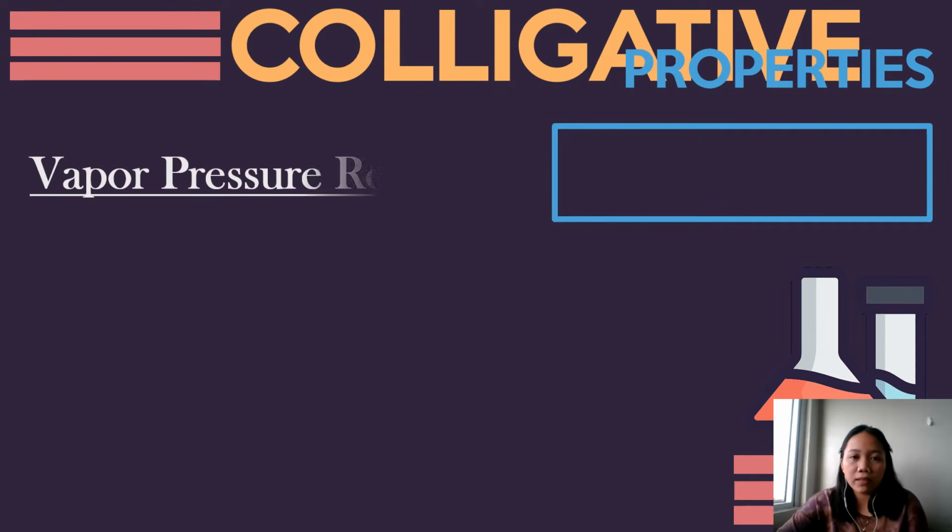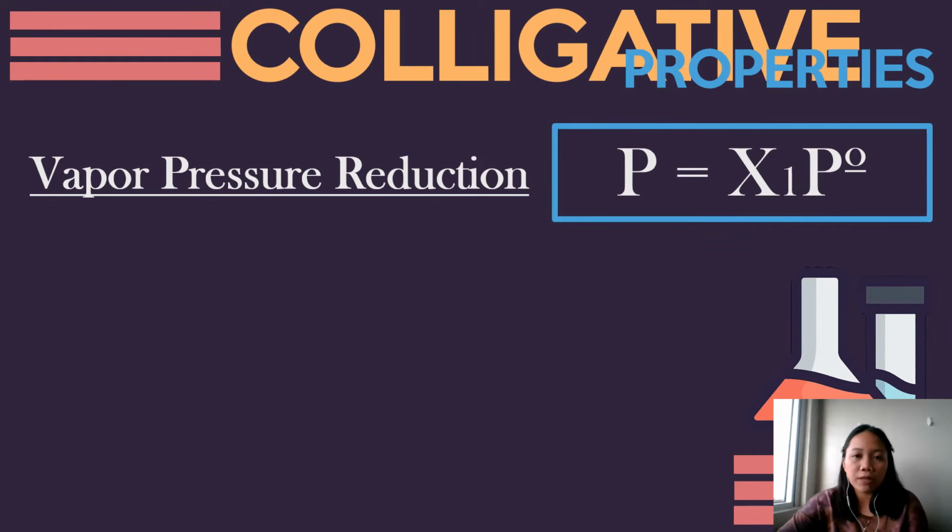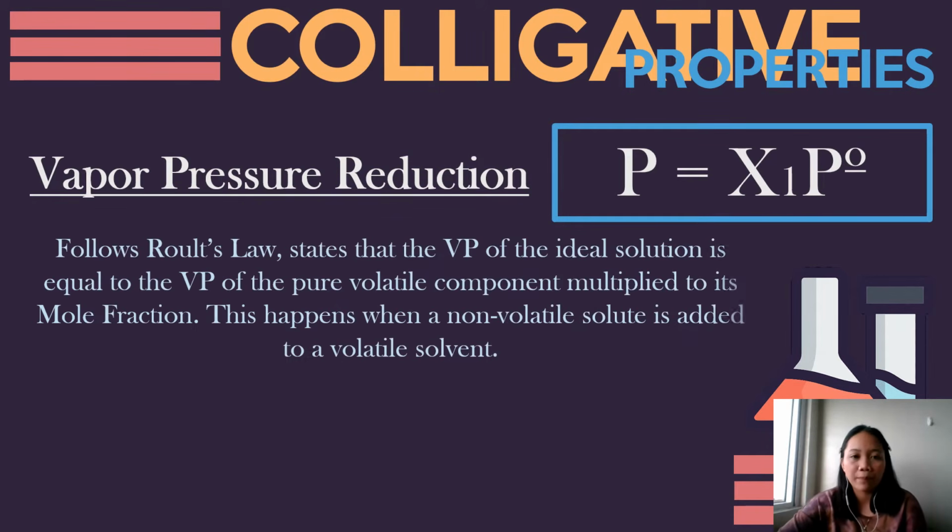So one of the colligative properties that we are going to discuss is the vapor pressure reduction. The vapor pressure reduction has a formula of P is equal to x sub 1 P prime. We read it as P prime. Later on, we will know what they mean by P prime.